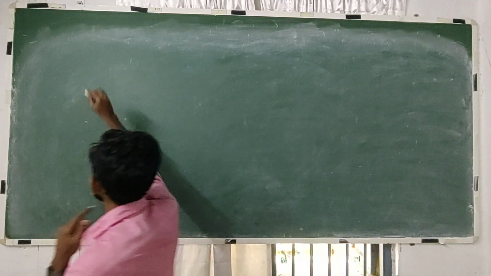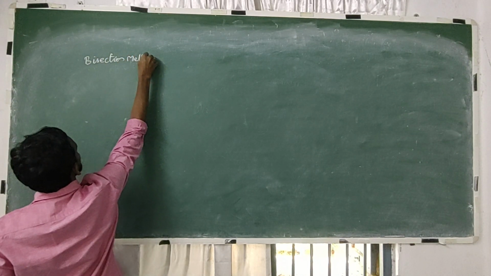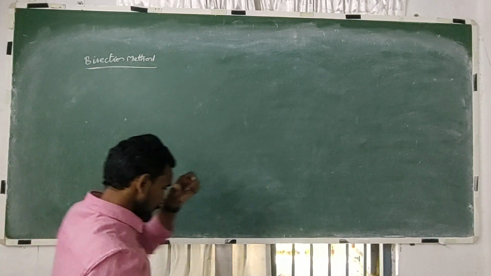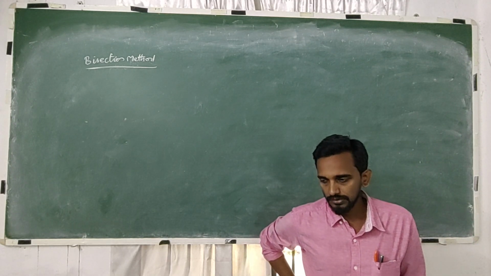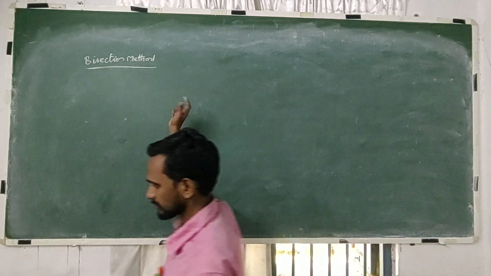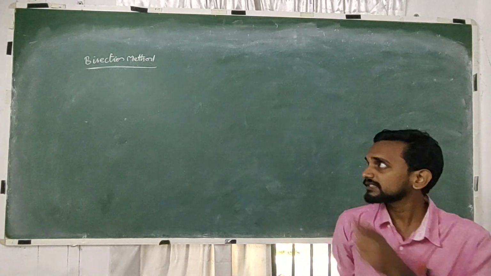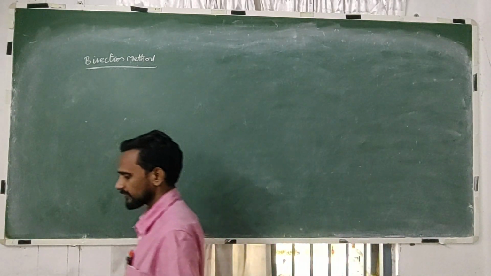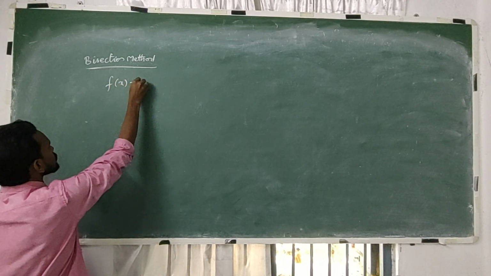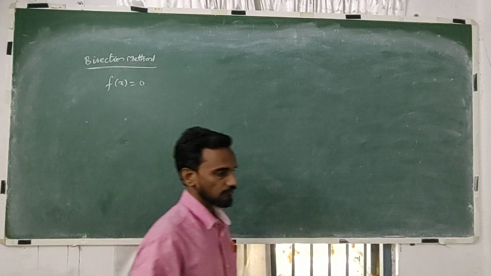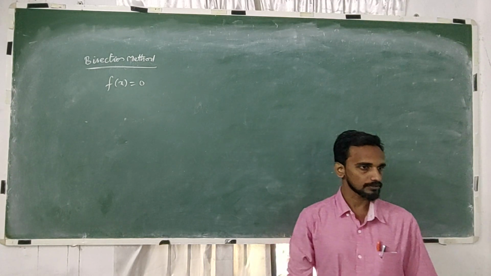So another method is the bisection method. So this is a kind of brute force. No, not even that. In this method, we have to identify the interval where the exact solution lies. We are given a function f of x equal to 0, and we need to identify the value of x where the function becomes 0.